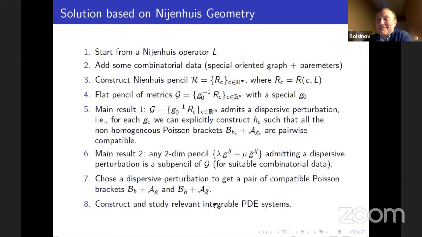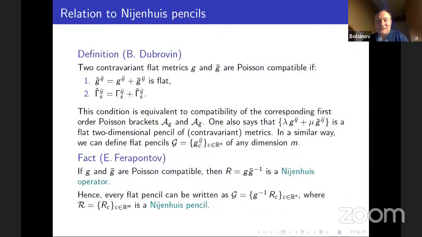So what is a Nijenhuis pencil? It's a very natural object, and maybe the simplest in this paradigm. The pencil is just a family of Nijenhuis operators which is linear. So any linear combination with constant coefficients is still Nijenhuis. It's very exceptional, of course, as a property. So they do exist. There are many interesting examples, and in my opinion, that is another very important question to study.